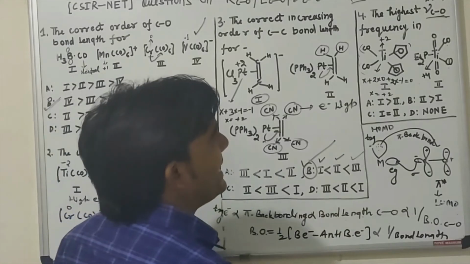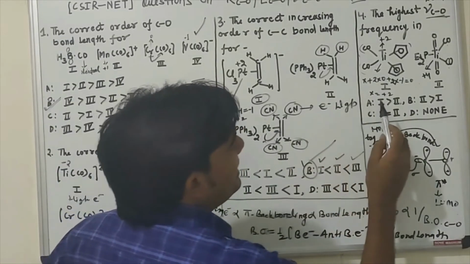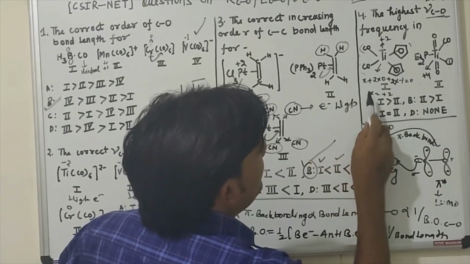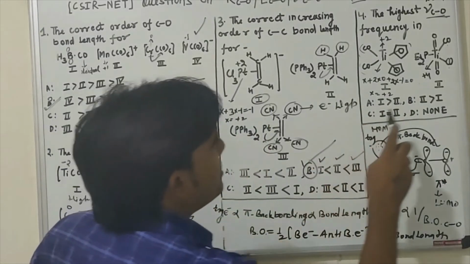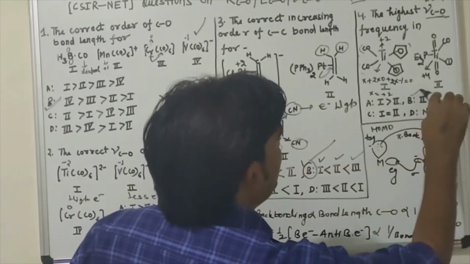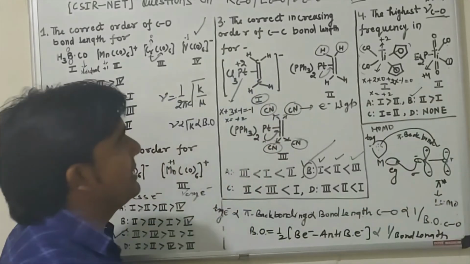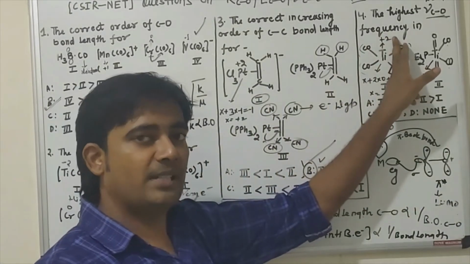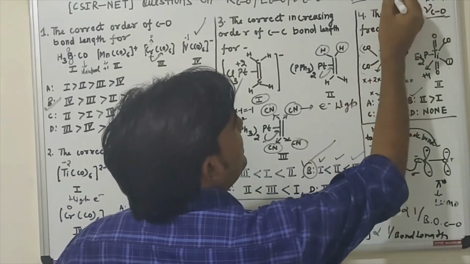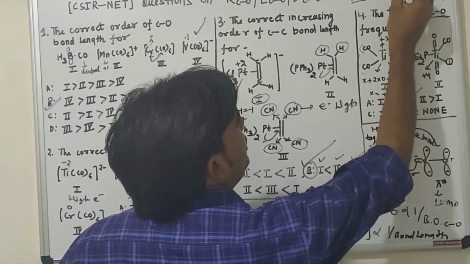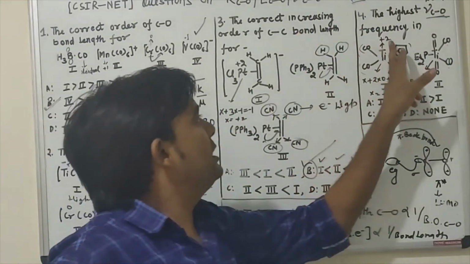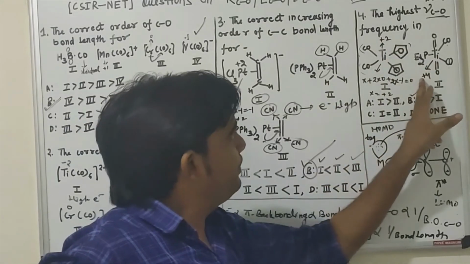So what is the exact answer? The exact order is that the first should be less. First should be less. Where is the answer? This one is our correct answer, because it is +2. Suppose neutral titanium is a d2 system. It is +2 and it is +4.